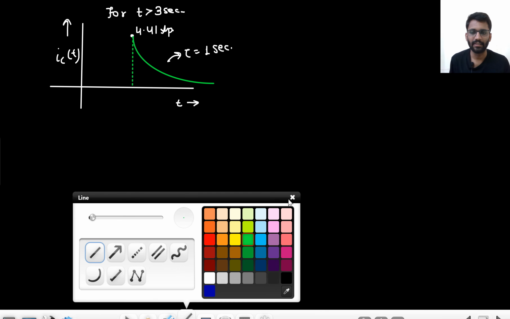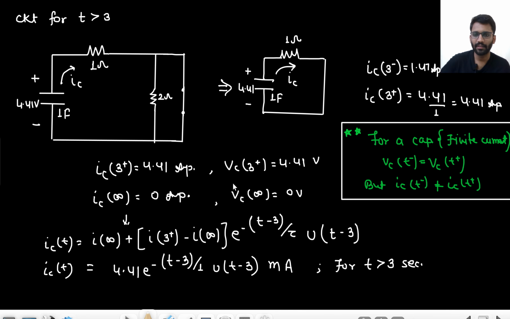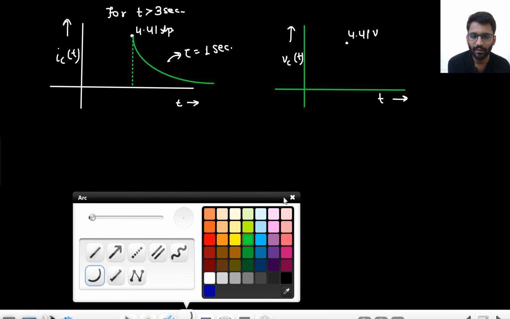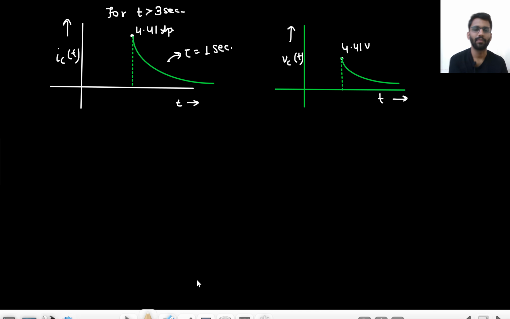Okay, and let's make the graph of v_C(t) as well. Initially it was 4.41 volt and it is going down to 0 volt. So it will start from 4.41 volt and decay down to 0. Let's just make 4.41 a bit downward. This is what happens in case of v_C(t).